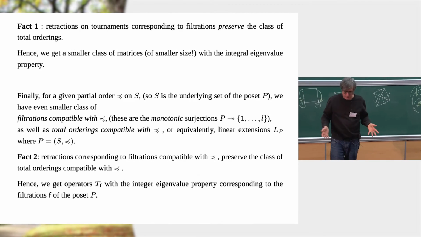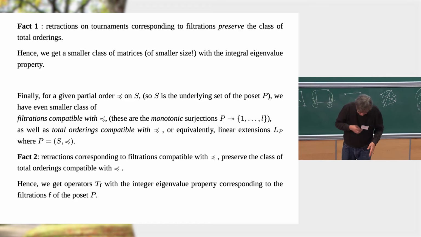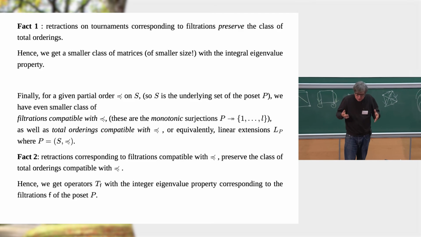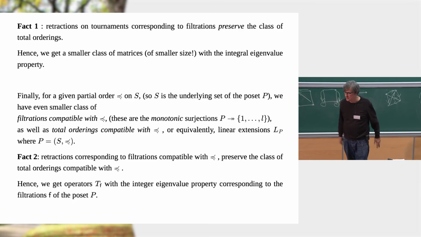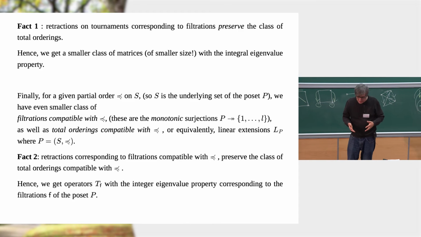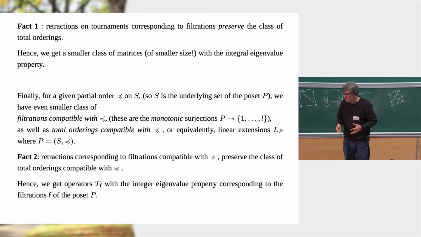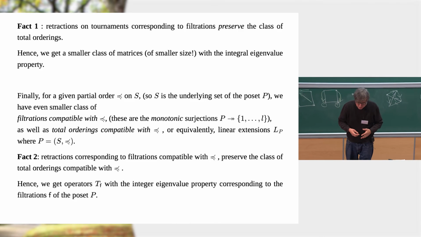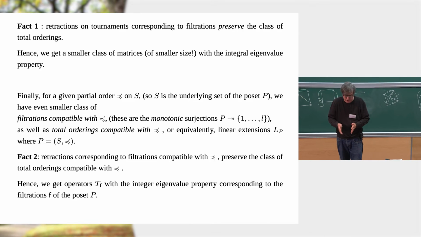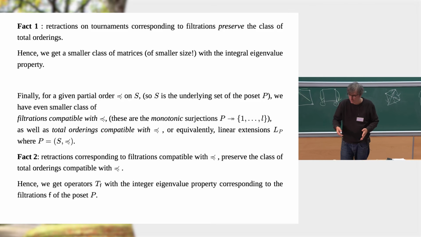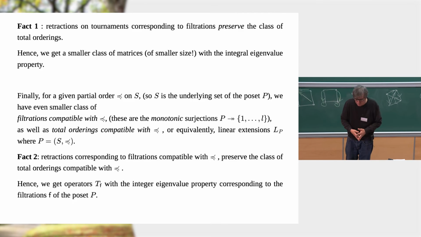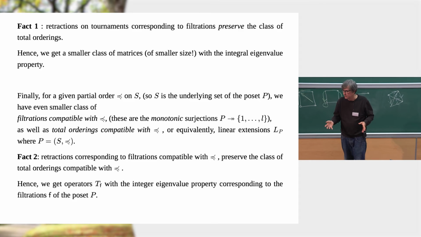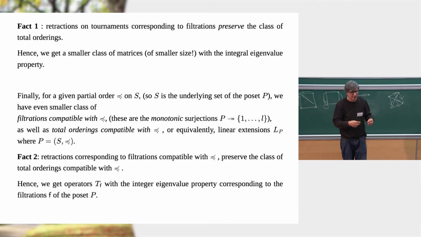Now finally I go to our setting, where I get a partial order on my set. It's not just an abstract set, it also has some order. Then among filtrations, we take those which are compatible with this order. And this filtration will be monotonic, not just surjections, but surjections preserving order. And for total orderings, it will also be a bijection preserving order, so it's exactly linear extensions. So you get again a smaller part of the same game.